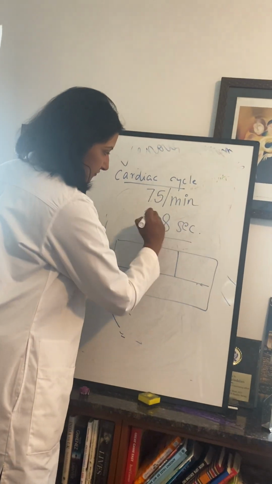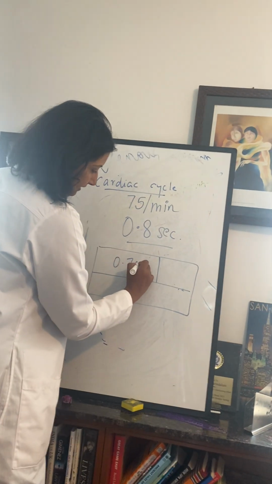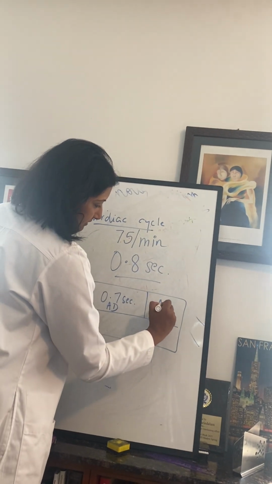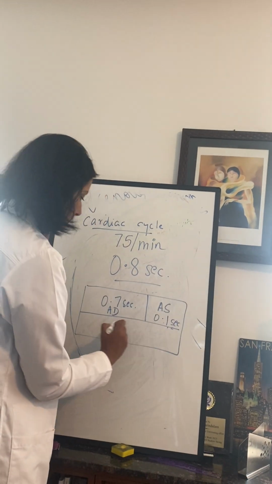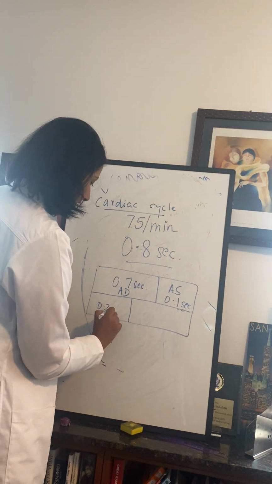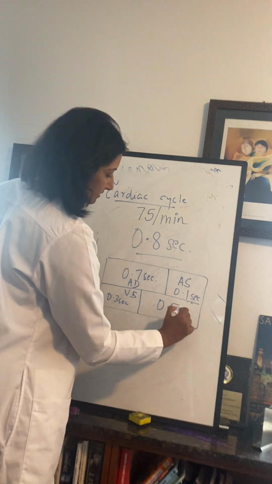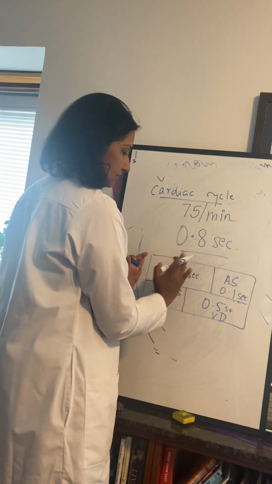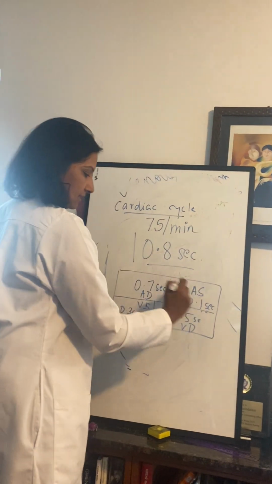Like I had mentioned, during the cardiac cycle you have atrial systole, atrial diastole, ventricular systole, and ventricular diastole. Out of 0.8 seconds, there is 0.7 seconds of atrial diastole and 0.1 second of atrial systole, when the remaining blood is ejected into the ventricle, and 0.3 seconds of ventricular systole and 0.5 seconds of ventricular diastole. This is basically a division of systole and diastole in the atria and the ventricles, and the sum is 0.8 seconds.